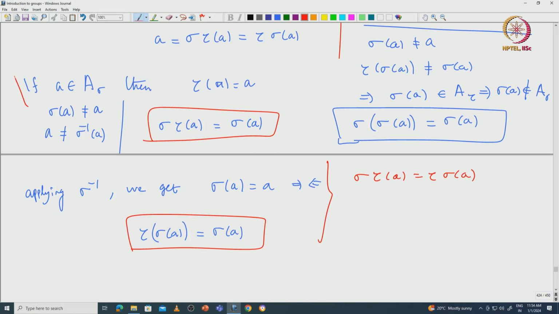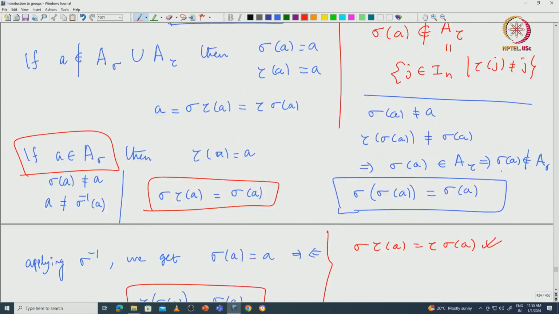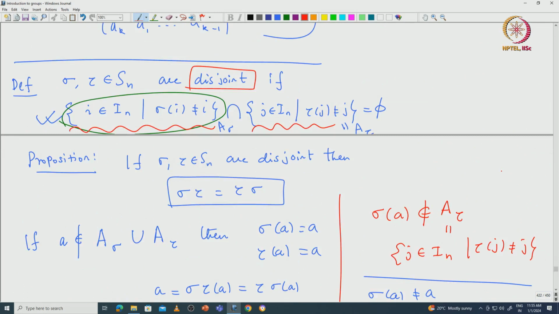So, now we have chosen A from A sigma. A similar argument will hold if you choose A from A tau. Okay. So, that actually completes the proof. Basically, the action of sigma is determined on this A sigma. Similarly, the action of tau is determined on this A tau. If they are disjoint, then when you compose them, they do not actually interact with each other. So, they must commute. That is what this proposition says.